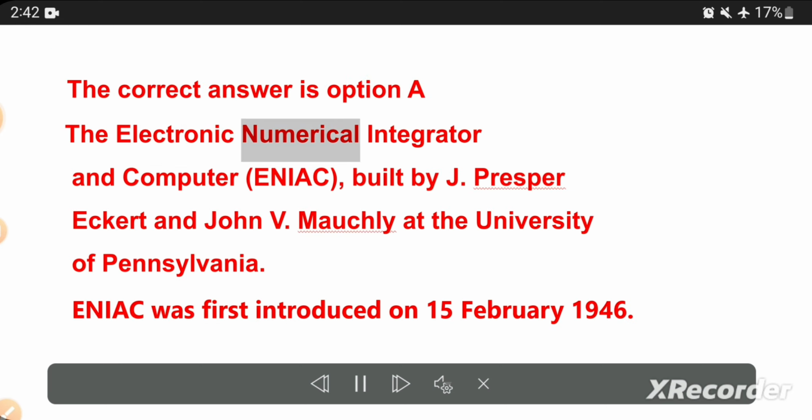The Electronic Numerical Integrator and Computer, ENIAC, was built by J. Presper Eckert and John V. Mauchly at the University of Pennsylvania. ENIAC was first introduced on the 15th of February 1946.